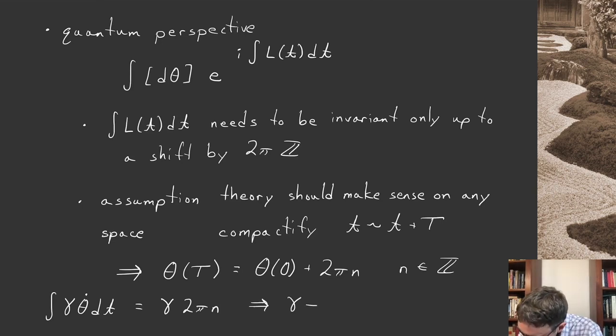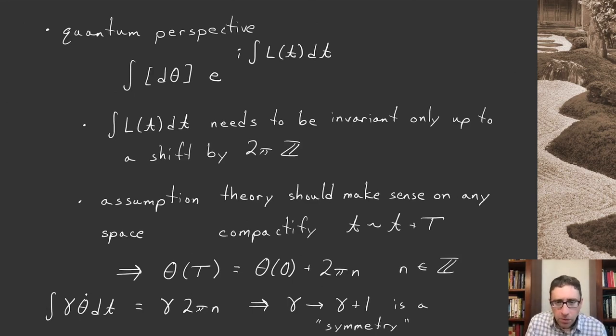This means that if I shift gamma to gamma plus 1, this is a sort of a symmetry. This is a sort of a symmetry of the theory. I'll put it in quotes, since maybe it doesn't fit with all the standard definitions of a symmetry that you're used to, but it takes the theory back to itself. It just shifts the path integral by this phase, and so it leaves things invariant.